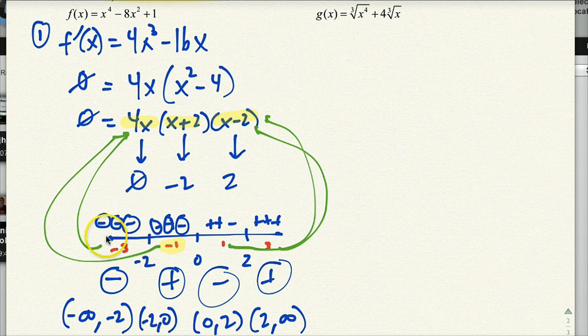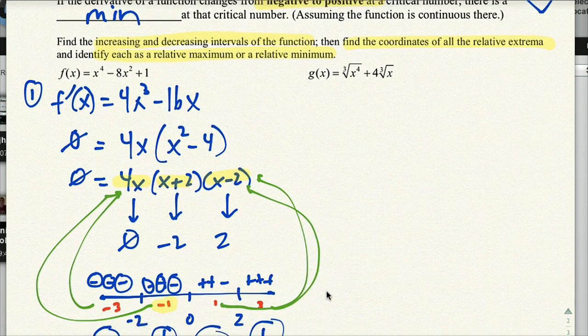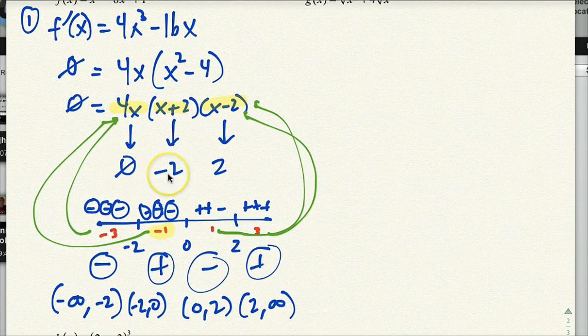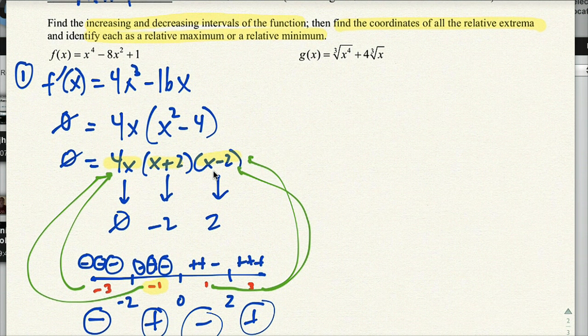So for example, when I plugged in -3, I got a negative and a negative, which tells me the sign, negative times negative is negative. I did that for all 4 intervals, and I found out where it's decreasing, which was -∞ to -2 and 0 to 2, and where it was increasing, -2 to 0 and 2 to infinity. The second question asked was find the coordinates of the extrema. Well, the coordinates are x equals 0, x equals -2, and x equals 2. Those are the coordinates.